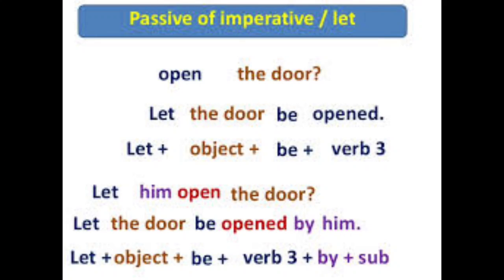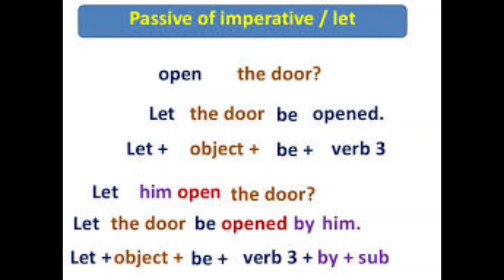That is the imperative sentence structure for passive voice, children. If the sentence is "Let him open the door," you have to change it into "Let the door be opened by him." Let plus object plus be plus verb 3 form plus by plus subject.